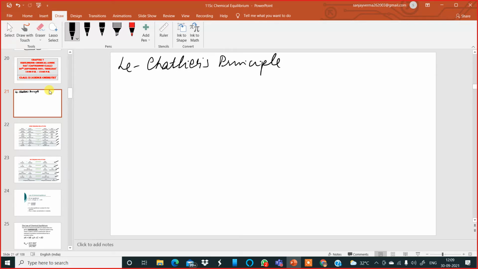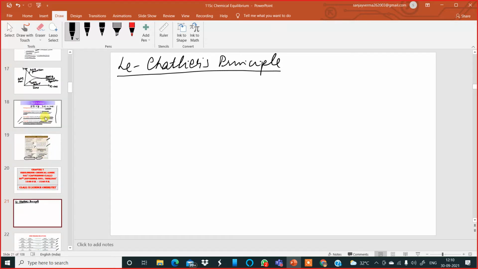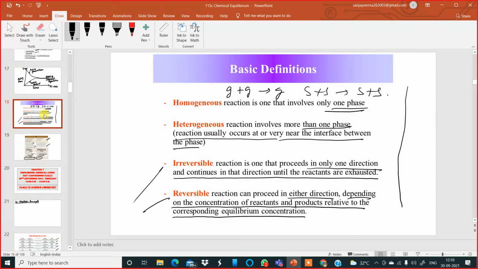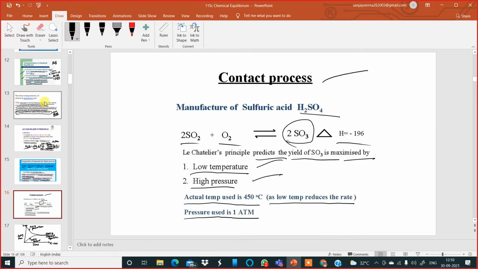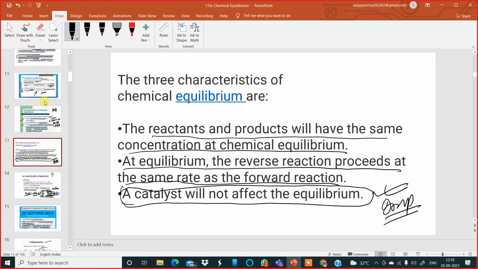What does it state? Come on. Anybody? Tell me in very simple language. What do you mean by Le Chatelier's principle? What is the statement for Le Chatelier's principle? Let's try to recall. I talked about Le Chatelier's principle in the morning class, and it's so fast that we have forgotten it already.